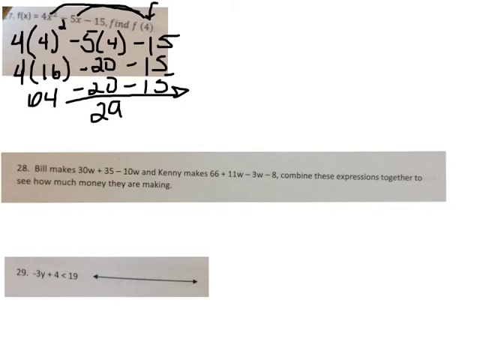All right, question 28. Bill makes 30W plus 35 minus 10W, and Kenny makes 66 plus 11W minus 3W minus 8. Combine these expressions together to see how much money they are making. So all I want to do is combine these expressions. So I want to combine like terms, and I can use different colors. You can use different shapes. I have 30W minus 10W. So what is 30W minus 10W plus 11W minus 3W? So 30W, and I'll write it down so that it's nice and neat, minus 10W plus 11W minus 3W. Go ahead and combine that.